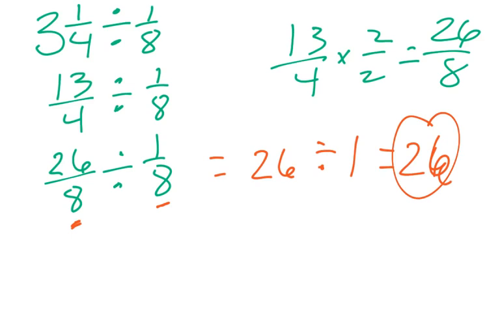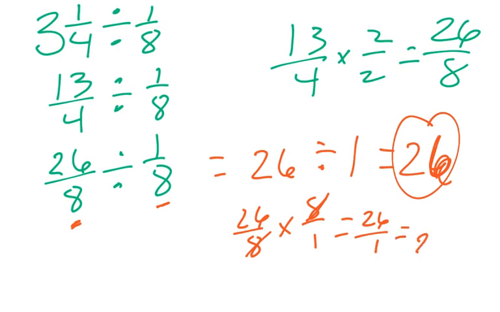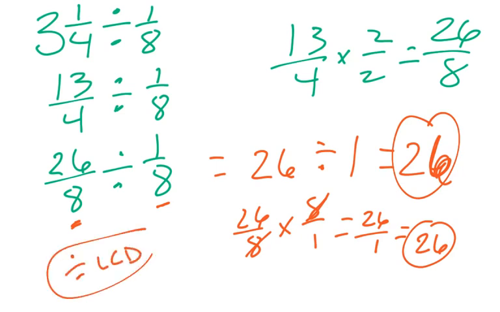Okay? Now, if you don't believe me that that's the right answer, 26, let's look at keep, change, flip. Okay? So if I did 26 over 8, keep, change, flip, these would cancel out, right? It would end up as 26 over 1, which is 26. So that is how you can divide with a least common denominator. Okay? I'll give you one more example of that.